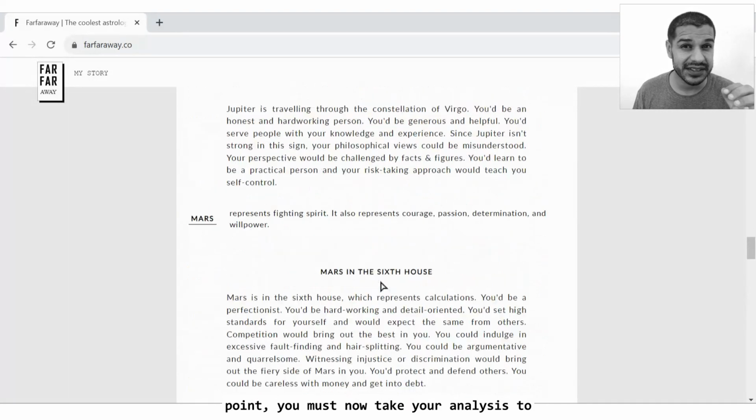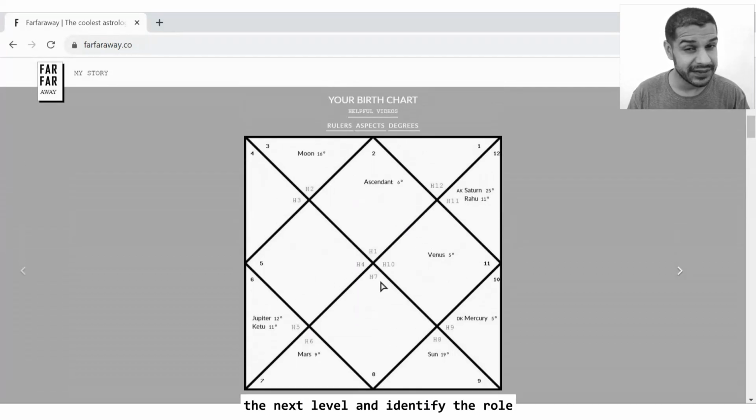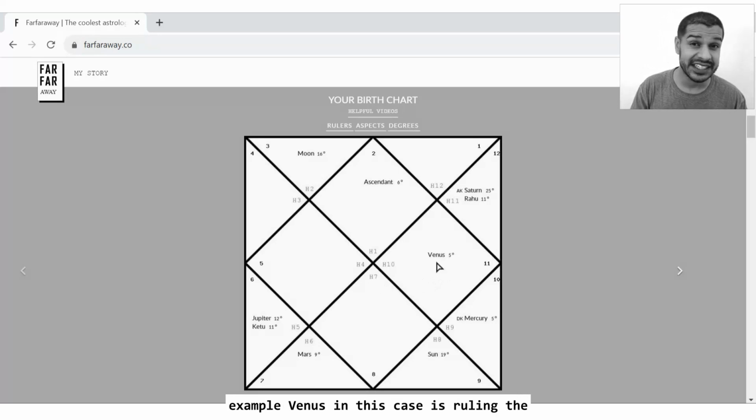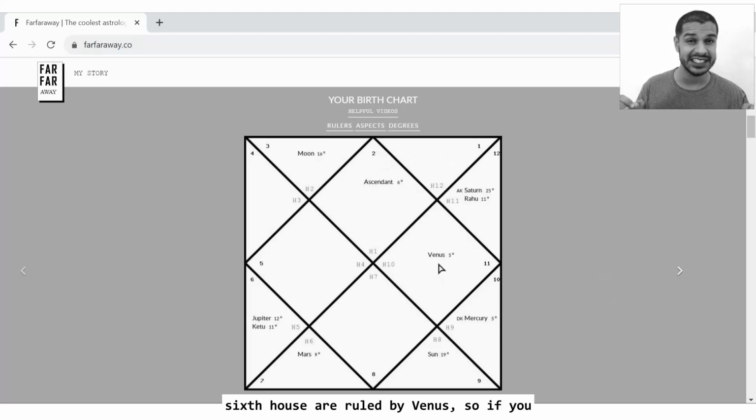You must now take your analysis to the next level and identify the role planets are playing in your chart. For example, Venus in this case is ruling the 1st and the 6th house. Venus is responsible for these 2 houses. How did I arrive at that? The signs that fall in the 1st and the 6th house are ruled by Venus.